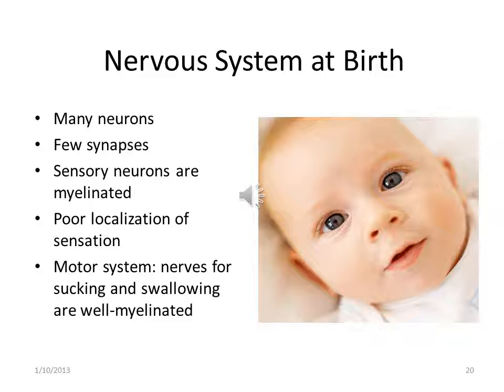In the motor system, nerves that control muscles for sucking and swallowing are well myelinated, but most other nerves in the motor system are not well developed, which is one of the reasons that newborn babies can't walk and talk and move in a coordinated way. That's stuff that they have to learn, and as they learn that, the myelin will grow along their axons.